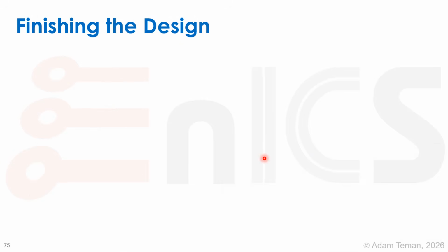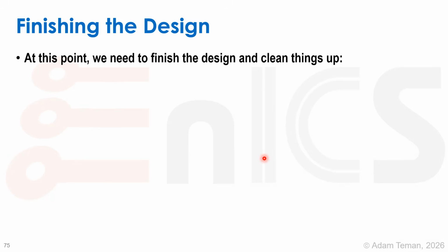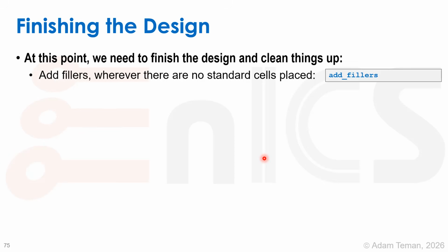So next we're going to go over finishing the design. And we need to clean things up really at the end. So that includes, first of all, adding fillers. So remember that we had lower than 100% utilization, which means we have all these holes in our design, like places where there are no standard cells. And so we use the add fillers command, and there are all kinds of options of how to add fillers, which fillers to add, and so forth and so on.